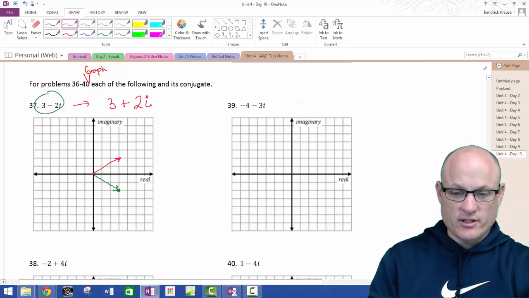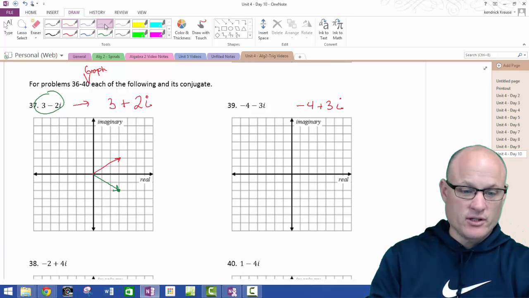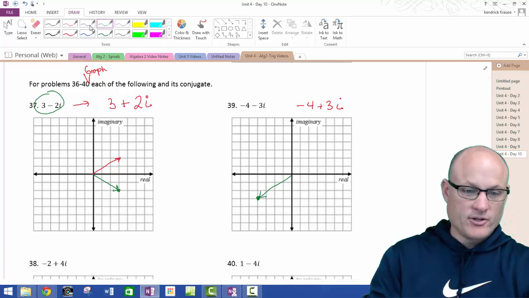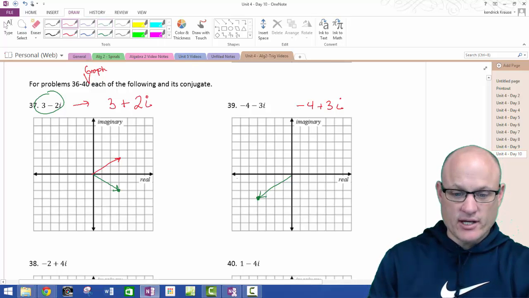So this one's conjugate is negative 4 plus 3i. Notice we're just changing the middle term, not anything else. So if I do the original in green, which is negative 4 minus 3i, and I'll do the conjugate in red, which is negative 4 plus 3i. Notice they're always going to be on top of each other.